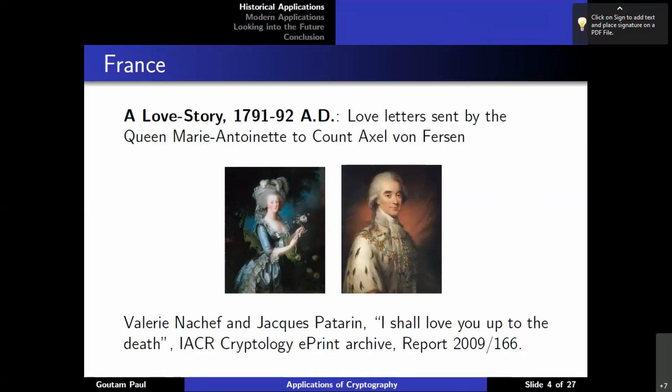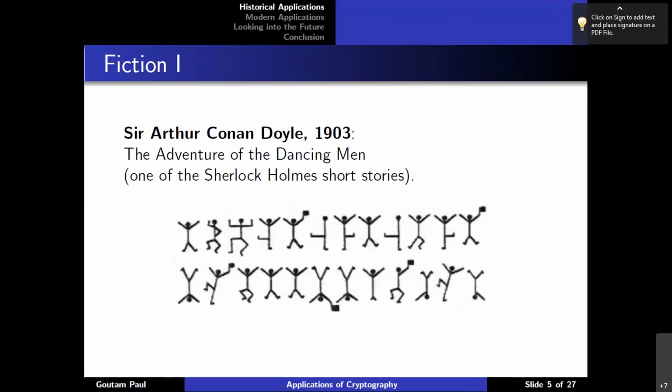Okay, so in their paper they describe the mathematical formalism behind these letters and how they decrypted them. They named the paper very interestingly, "I shall love you up to the death." This is one sentence in one of those letters, and after deciphering, this sentence was selected as the title to make the paper interesting. Okay, so you can read it.